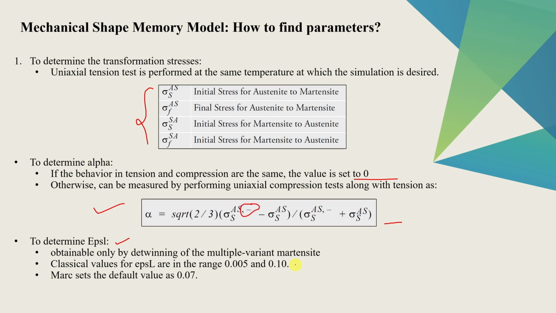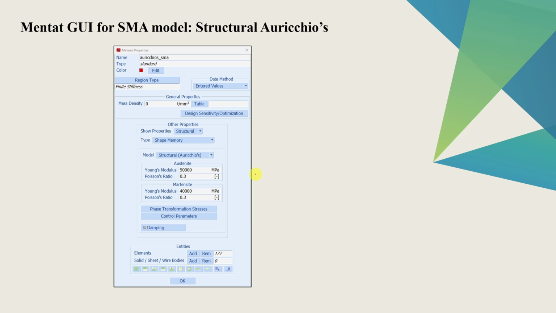The typical range for this is between 0.005 to 0.1, and Marc sets the default value at 0.07, which is good enough for most of the materials. So you can always start with this value, and still if you are not able to get good agreement between your simulations and experimental results, then maybe you can dig deeper into this and perform a few more simulations by changing this value. Now let's see how this material is defined in the Mentat GUI.